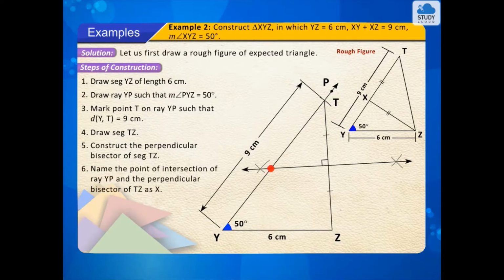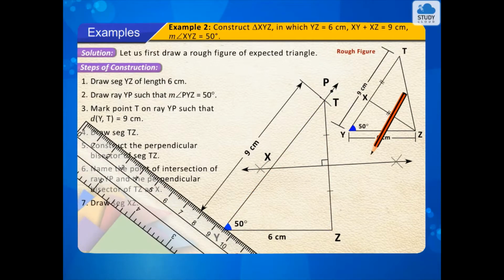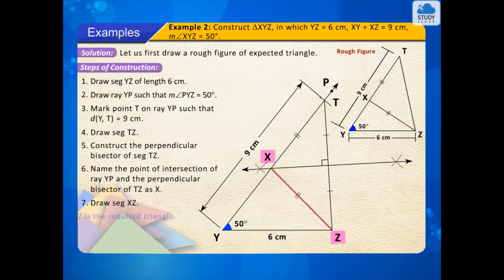6. Name the point of intersection of ray YP and the perpendicular bisector of TZ as X. 7. Draw segment XZ. Triangle XYZ is the required triangle.